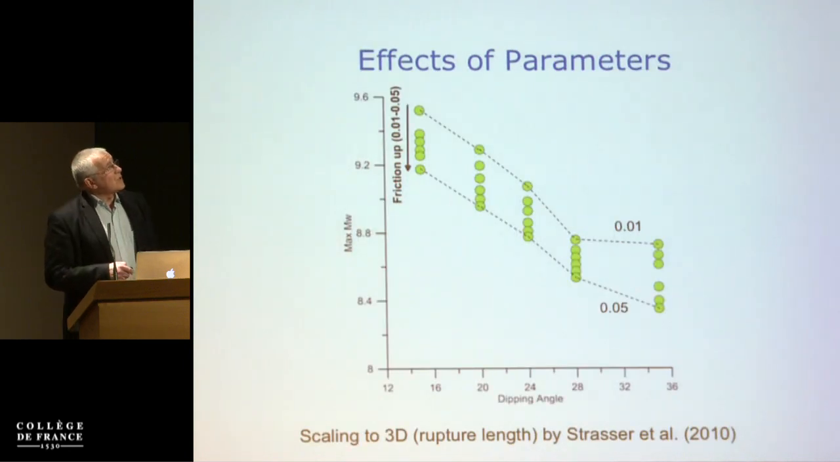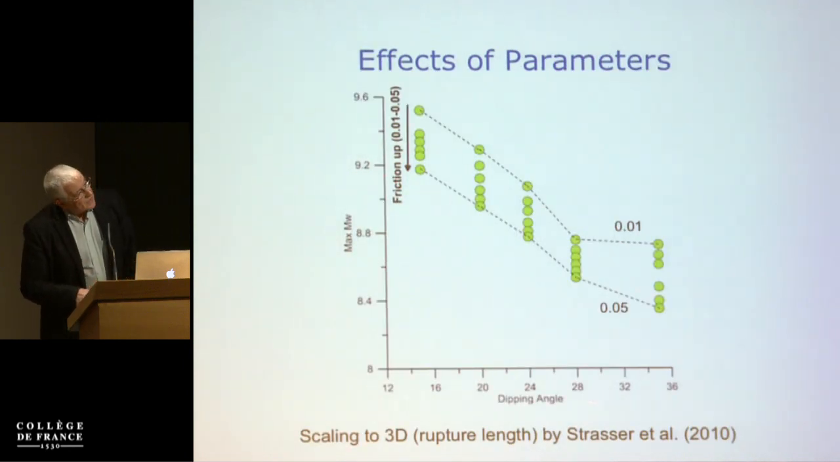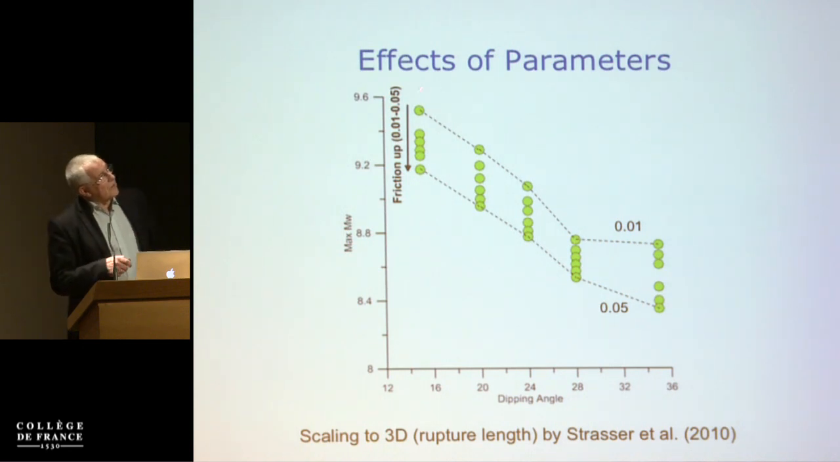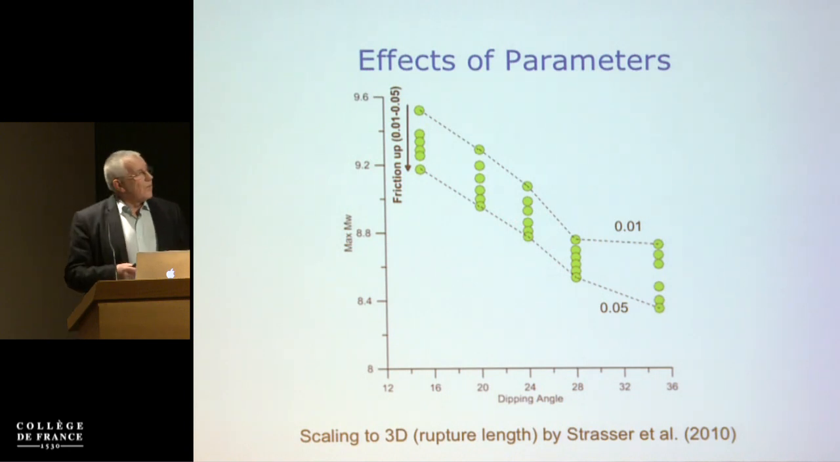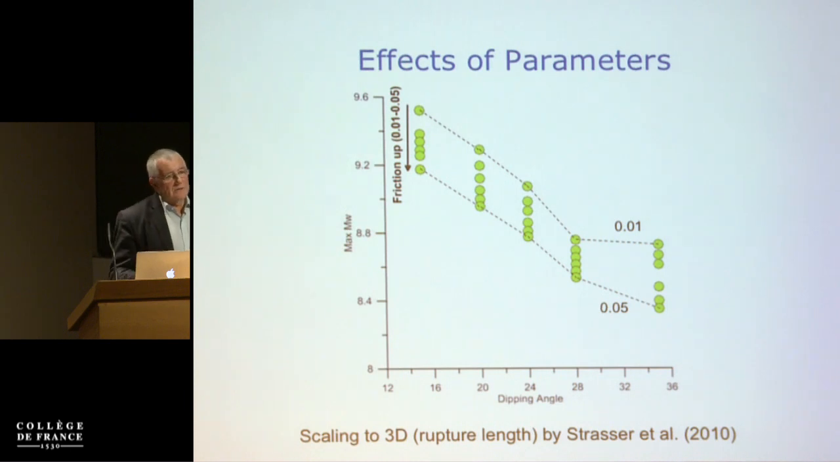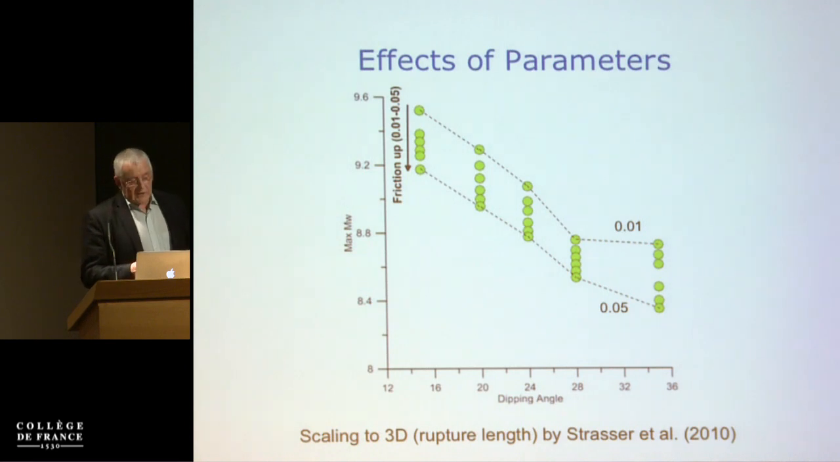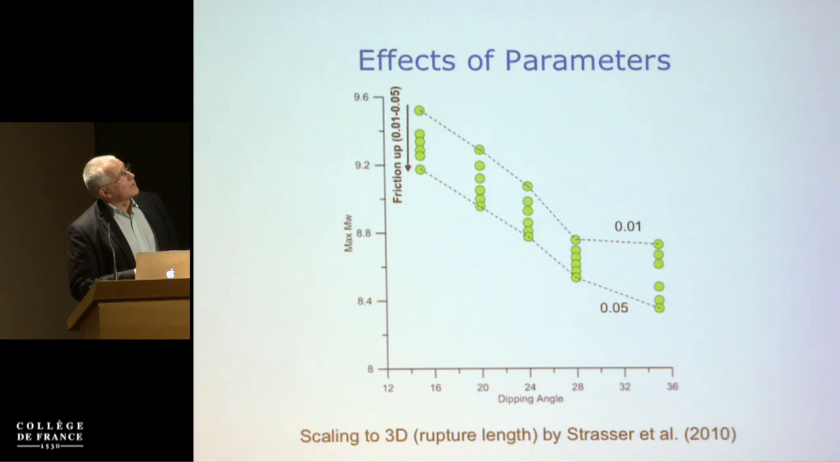Okay, so this is the magnitude here, and this is the dipping angle. And you see here the entire range of friction coefficients. Each point is a different friction coefficient and different angle of subduction zone. For each geometry and friction coefficient, we run 100 cycles and take the maximum magnitude. And this is now presented here.